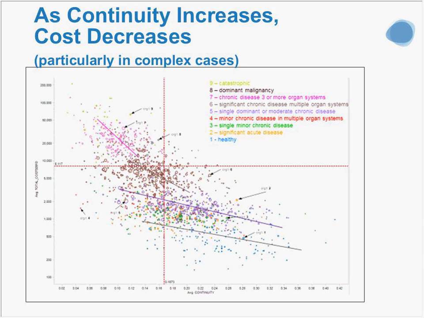So this is Alberta data, and it's fairly powerful, showing that there will be significant savings to the system just by having continuity and allowing our patients to get in to see us. Next slide.